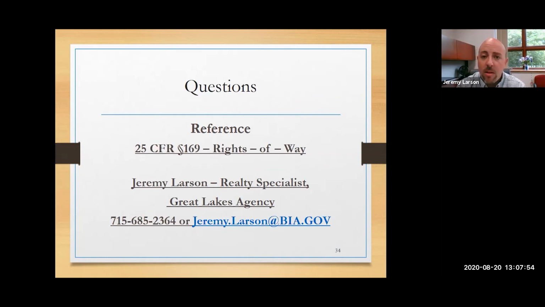We're here to help and give you guidance on the rights-of-way process, as well as other information that you may have with the realty department or land. That's including leases, rights-of-way, fee to trust acquisitions, trust to trust acquisitions, anything dealing with land. We can hopefully provide you assistance and give you answers.